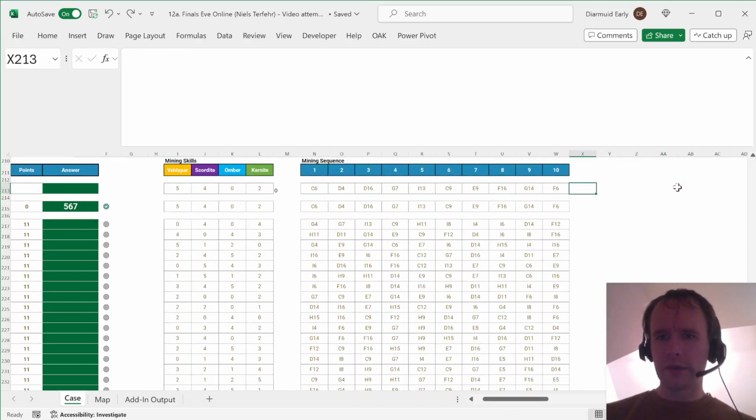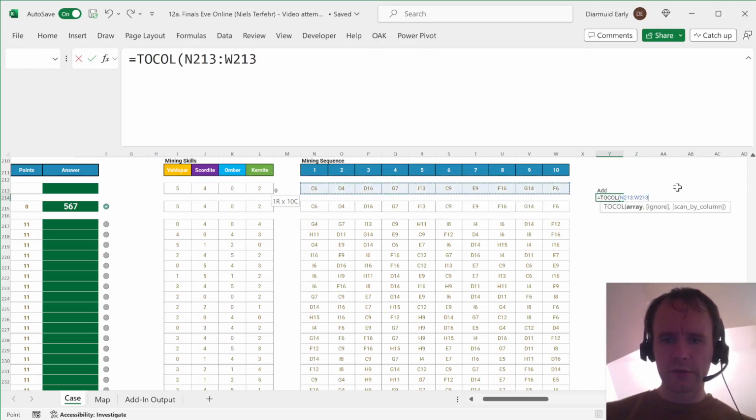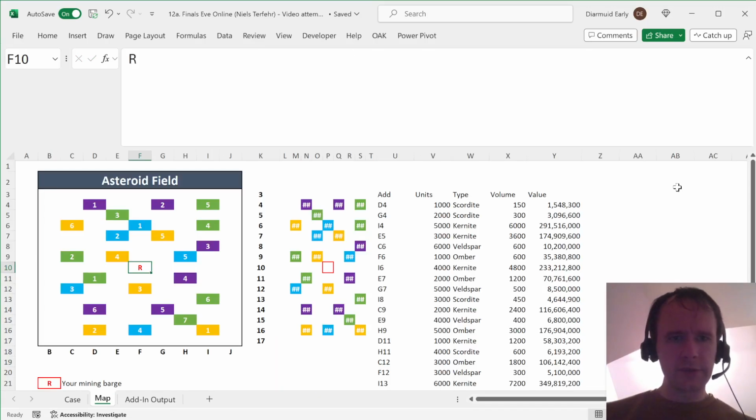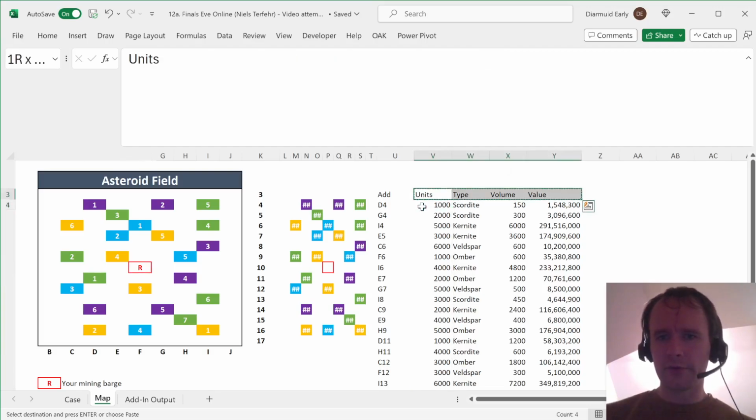So first I want my list of addresses, and that is just going to be 2col of this. Then I want all the other information that comes with the addresses from here. So my units, type, volume, and value.